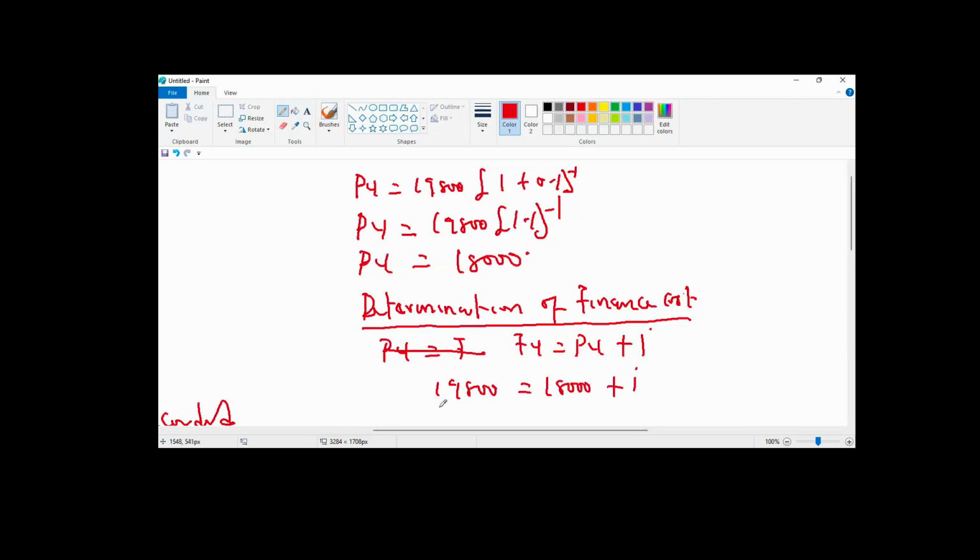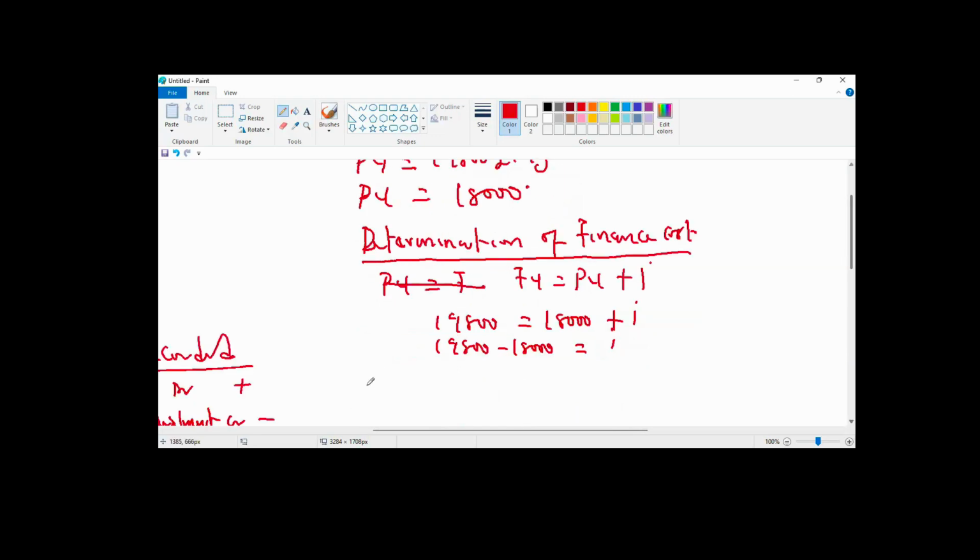I will collect the lifetime. I say 19,800 minus 18,000 equals to the interest. How much is the interest now? 1,800, that is 1/8. Equals to the interest. This is interest of 1 year. This is the interest of 1 year. Only need interest of how many months? 6 months. One, 1/8.